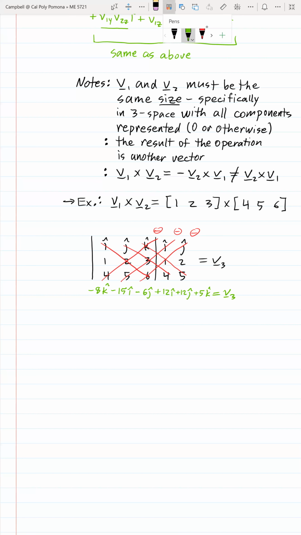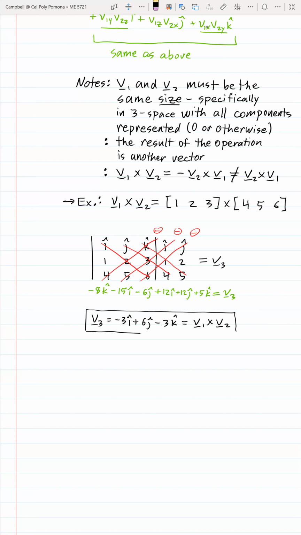And so then going back to my default color, V3 is equal to, so I have a negative 15 i hat, a plus 12 i hat. So it looks like I get a negative 3 i hat, negative 6 j hat plus 12 j hat looks like a plus 6 j hat. And then last but not least, a negative 8 k hat and a plus 5 k hat looks like a negative 3 k hat. And that represents vector 1 crossed into vector 2. There we go.